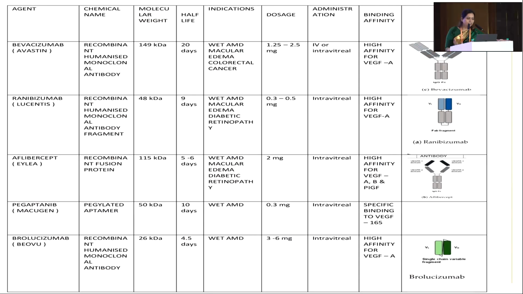So we can see this table, that bevacizumab and ranibizumab, these are the recombinant humanized monoclonal antibodies, and aflibercept, that is a recombinant fusion protein, and pegaptanib is a pegylated aptamer. So brolucizumab is a recombinant human monoclonal antibody. So in the size, we can see that the brolucizumab has a molecular weight of 26 kilodalton. So it has the highest affinity for VEGF-A levels, whereas Eylea has affinity for VEGF-A, B, and PlGF.